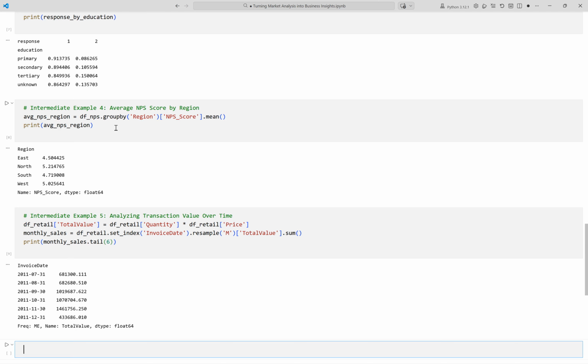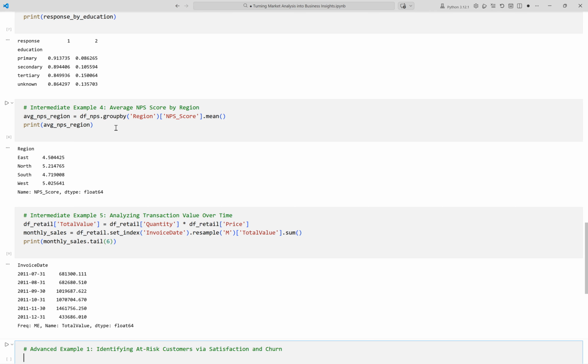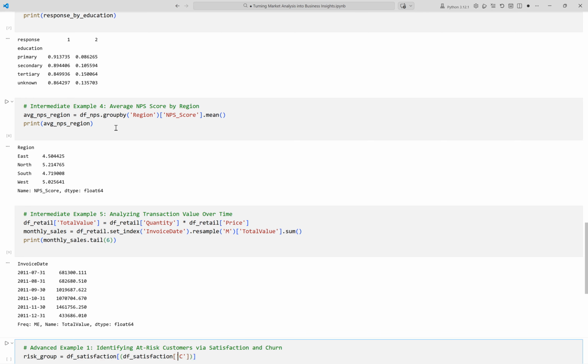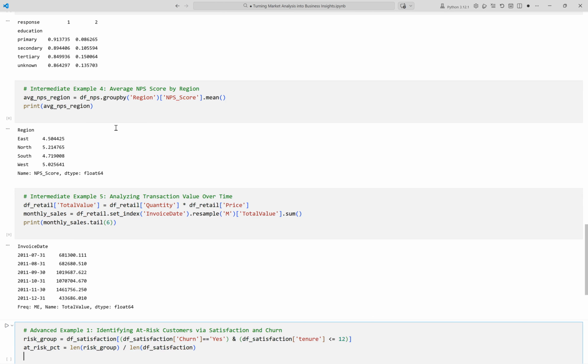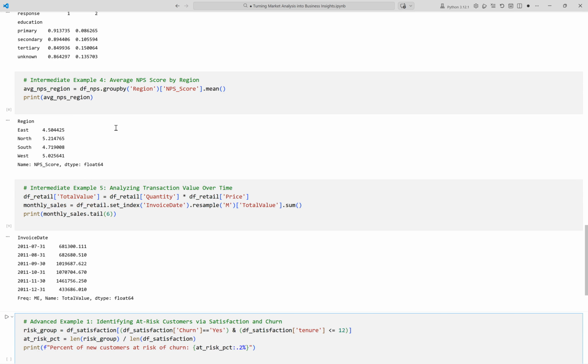Advanced analysis. Let us find which new customers are most likely to leave. Customers who both churned and had short tenure are considered at risk. We calculate the percent of all customers that fit this pattern. The output helps businesses develop targeted retention campaigns.